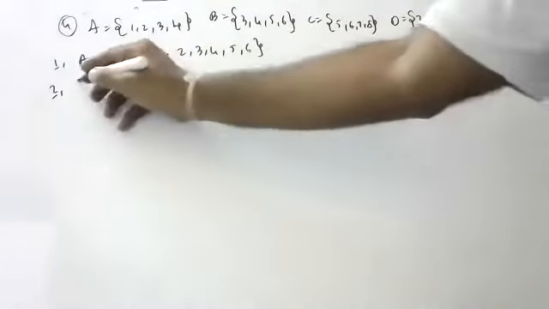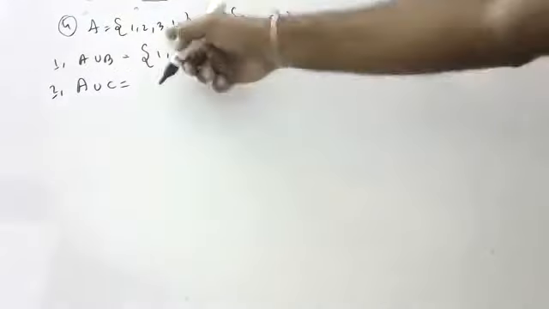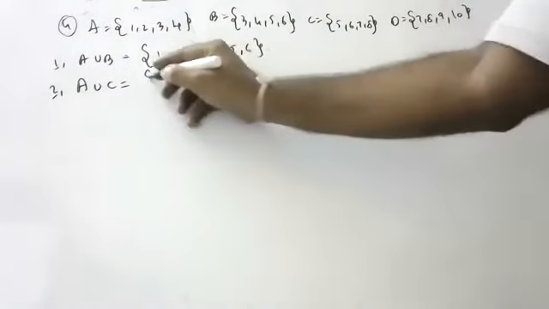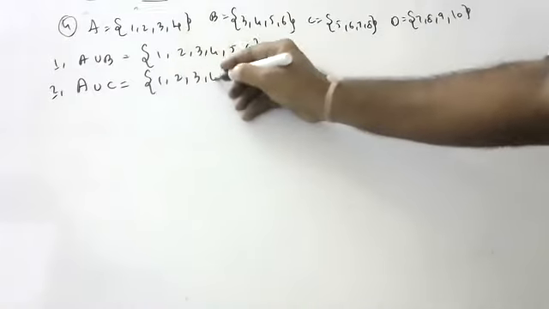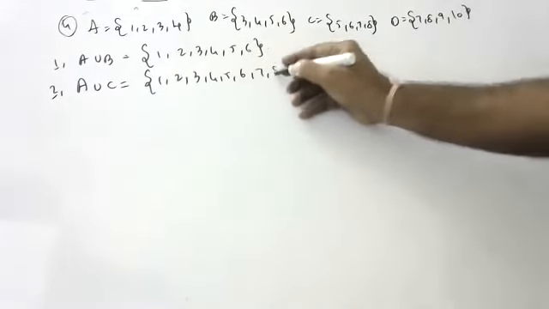Second question. What is A union C? Anyone? A union C? 1, 2, 3, 4, 5, 6, 7, 8. Okay, children, this is A union C.